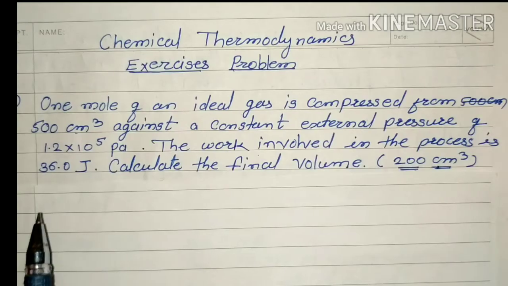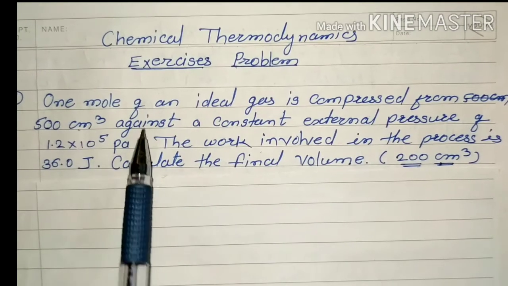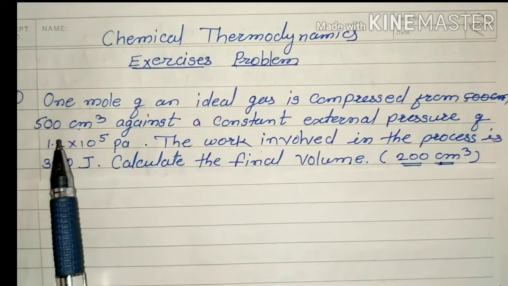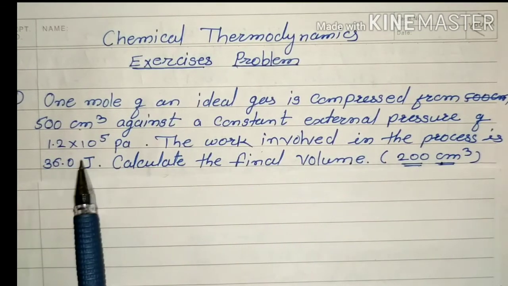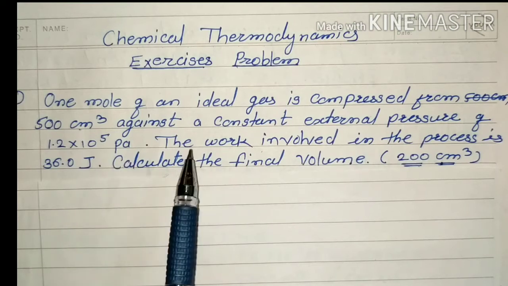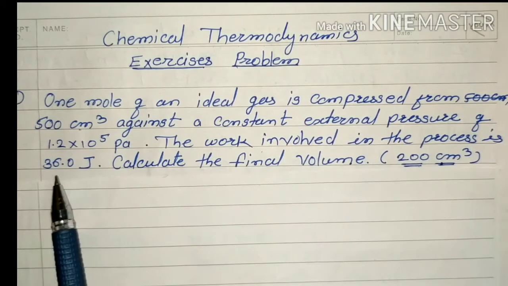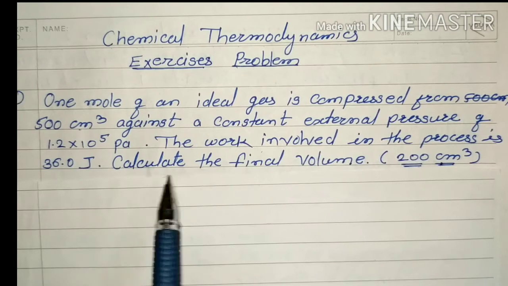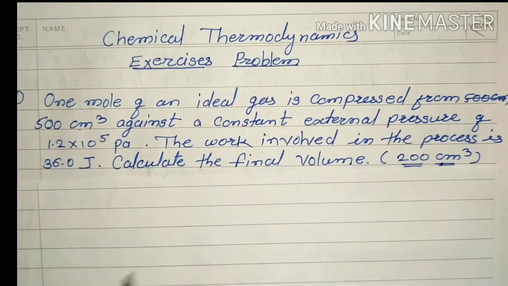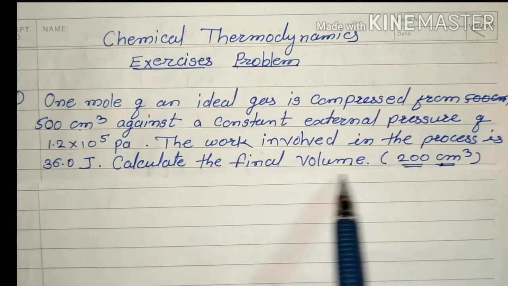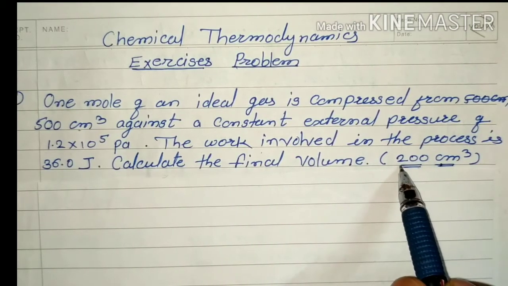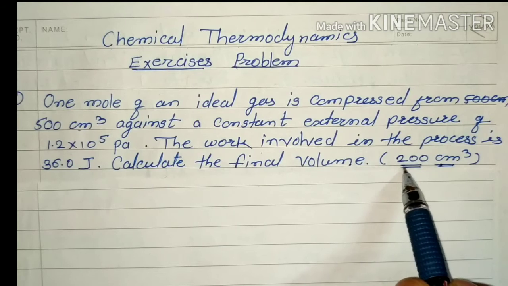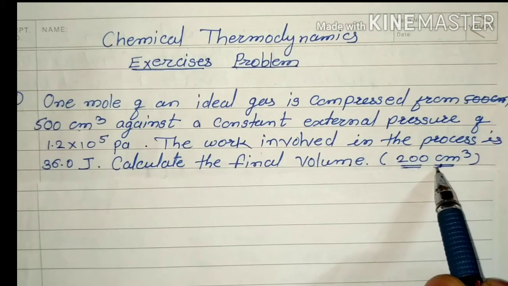So this is our first example. 1 mole of an ideal gas is compressed from 500 cm cube against a constant external pressure of 1.2 into 10 raised to 5 Pascal. The work done involved in the process is 36 Joule. So calculate the final volume. Here we have to calculate the final volume, means V2. And the answer given in your exercise is 200 cm cube.